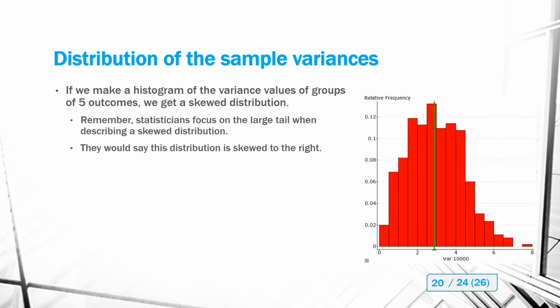If we look at the variance, we see a slightly different picture. Note that the distribution that we have is skewed. This is not a normal distribution. This is a skewed distribution. And this is what statisticians would describe as being skewed to the right.